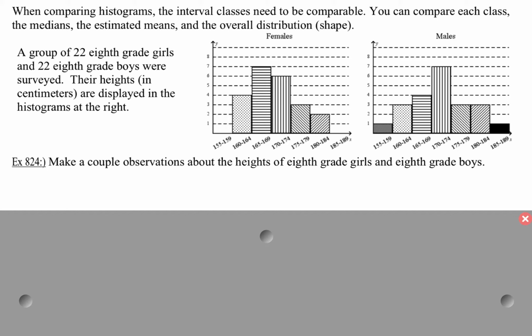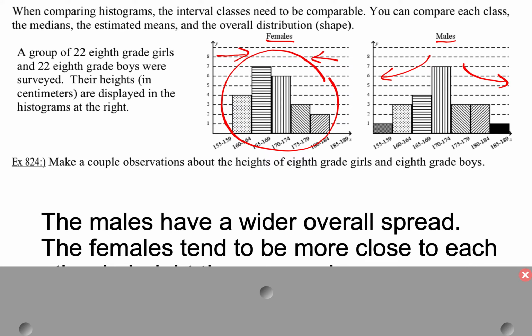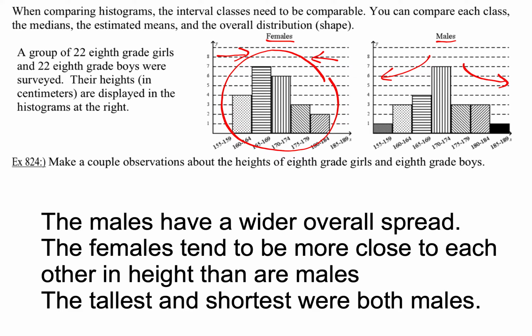Okay, as I just quickly look at this, the 8th grade girls seem to be closer together and the boys seem to be spread out a little bit further. I think I made that observation down here. The males have a wider overall spread. The females tend to be more close to each other in height than our males. And the tallest and shortest were also males. That's something else I noticed.